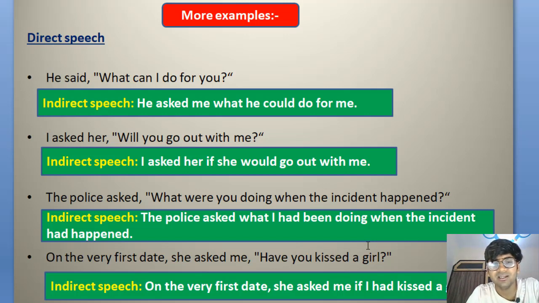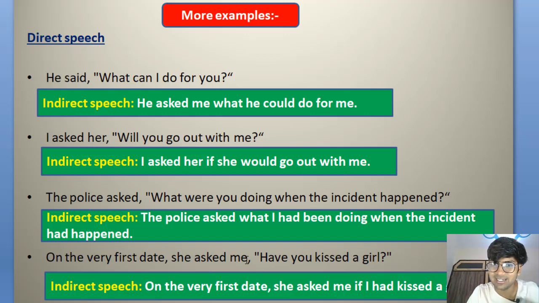Wait for some time. Anyway, on the very first day, she asked me, "Have you kissed a girl?" This will change into "if" or "whether", whatever you want to use, that's on you. "If", and who is "you"? That is me.